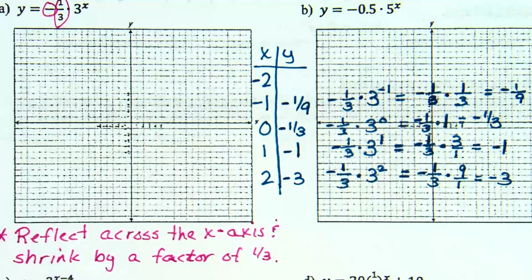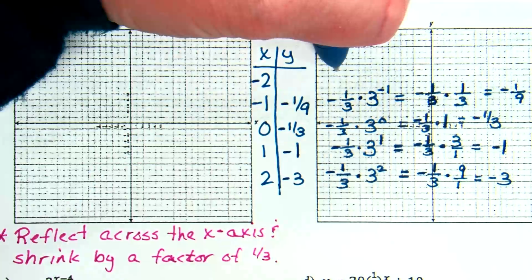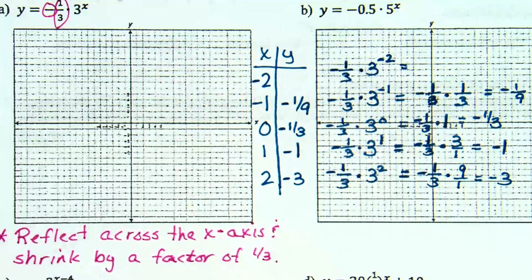You can probably, well, I say you can maybe guess what the next one's going to be, but negative 1/3 times 3 to the negative second. What does 3 to the negative second mean? 1/9, or 1/3 squared.